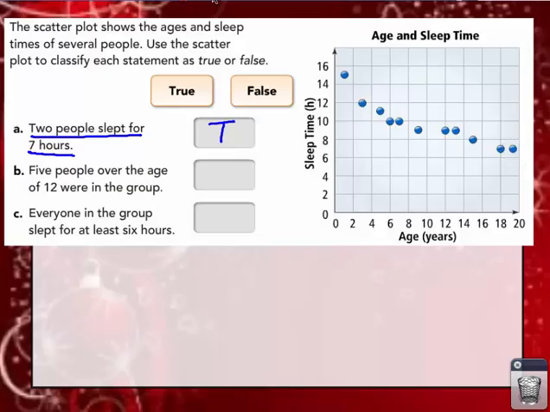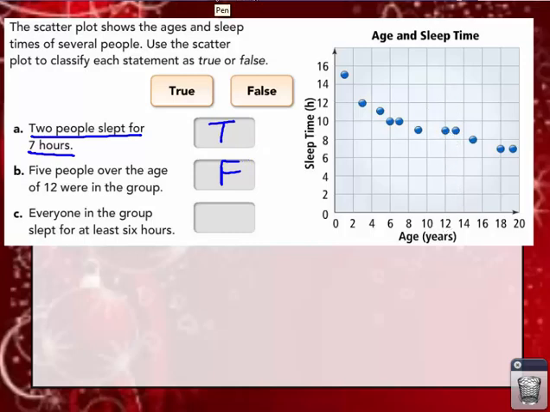Okay, then we look at the next one. 5 people over the age of 12 were in the group. So we look down here on our x-axis and we look at 12. We go up. Did we have 5 people over the age of 12? No, we did not. We only had 4 because this one is 12. They're not over the age of 12. So this one would be false.